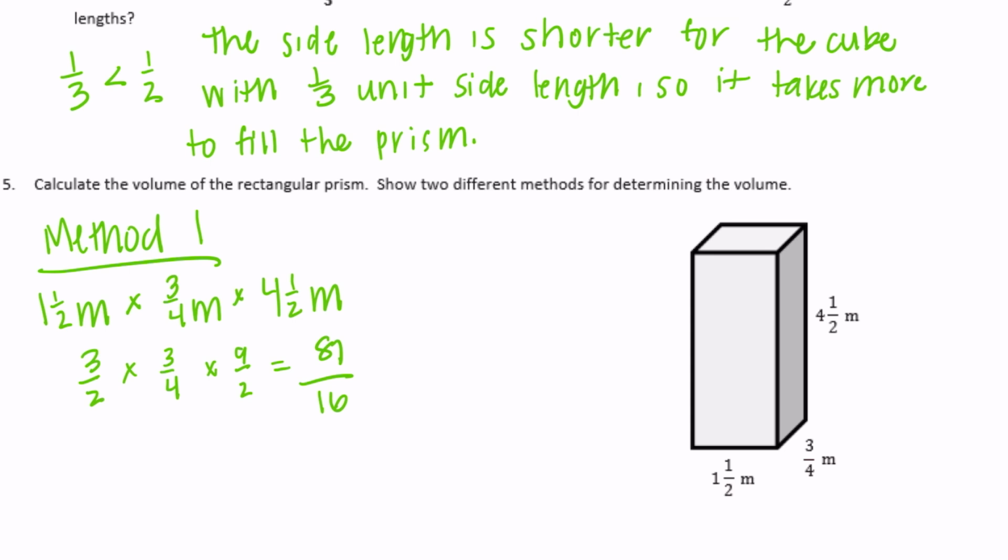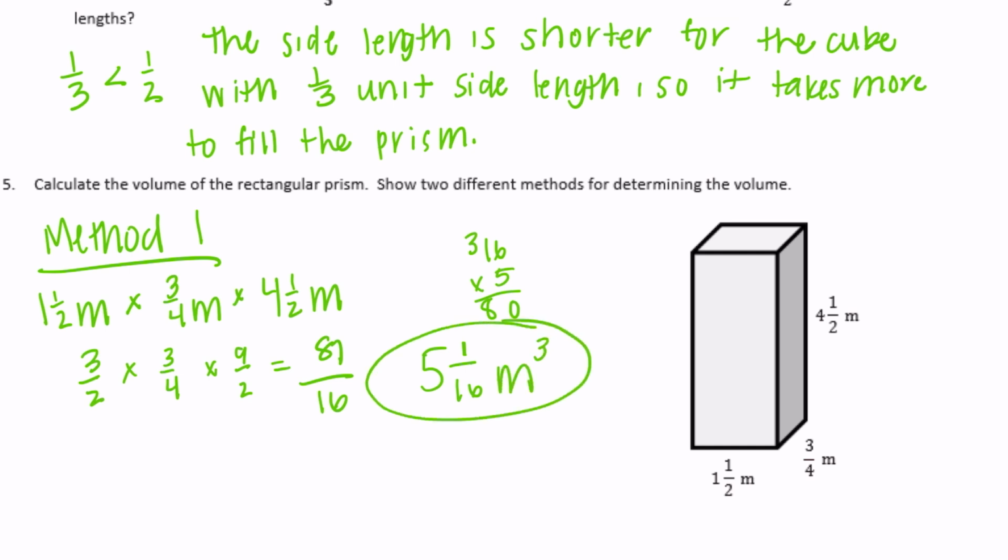So let's see, how many times can 16 go into 81? Maybe 16 times 4 is 64. Try 16 times 5 is 80. So it would go in 5 times, and we'd have 1 left over out of 16. So 5 and 1/16 meters cubed. So there is one way to find the volume. Honestly, my preferred method. Okay, method 2.